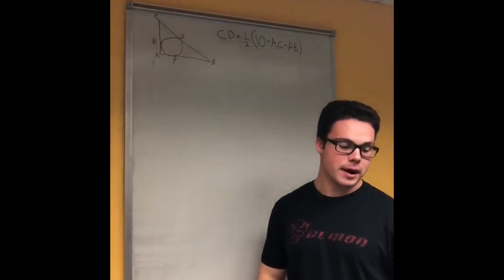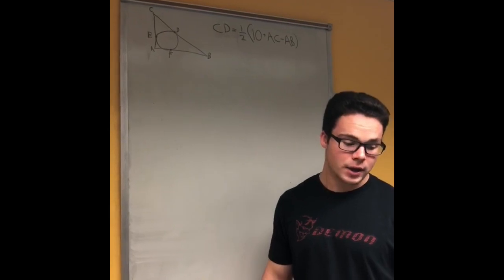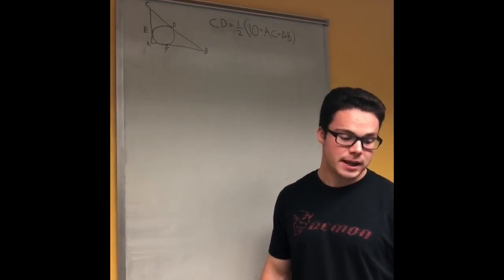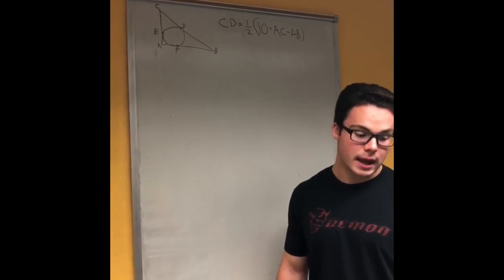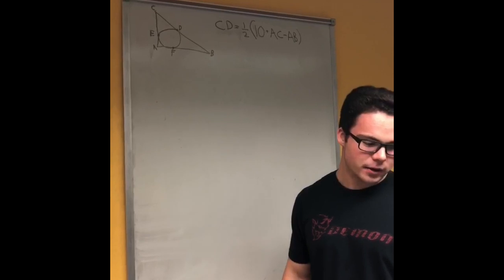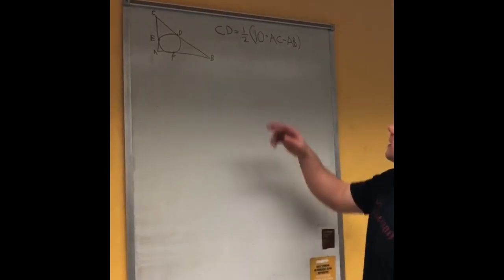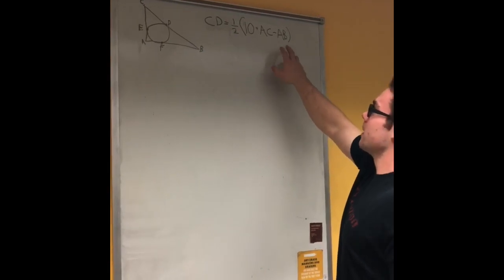For our problem, in part A, we need to let ABC be a right triangle with the right angle at A. We need to let hypotenuse BC be the length of 10 inches. If the inscribed circle touches the hypotenuse at a point D, that is, the circle is tangent to the hypotenuse at D, we need to prove that CD equals 1/2 times (10 plus AC minus AB).